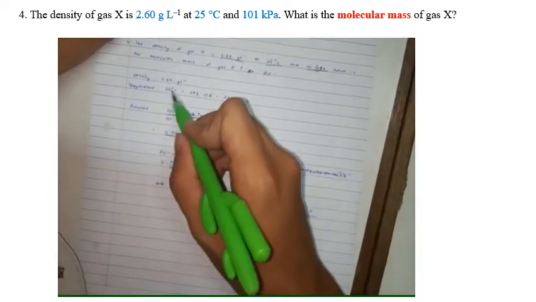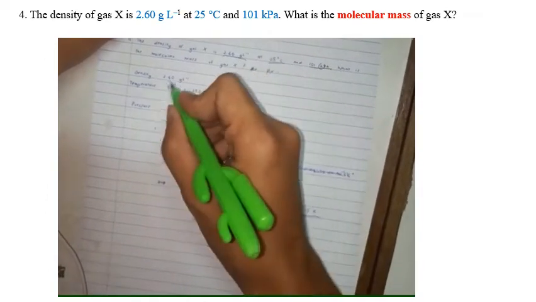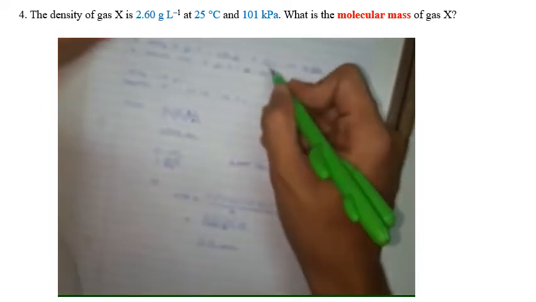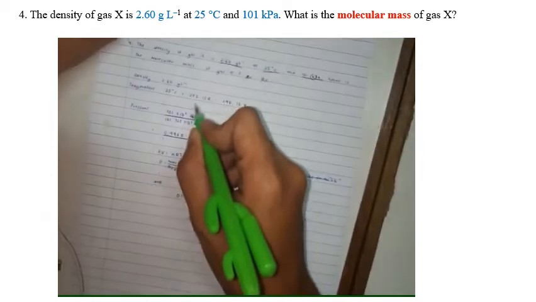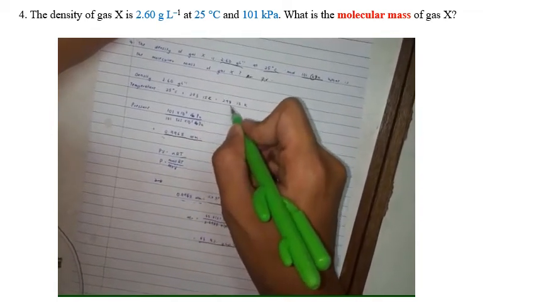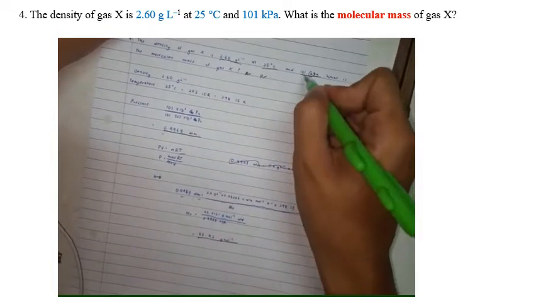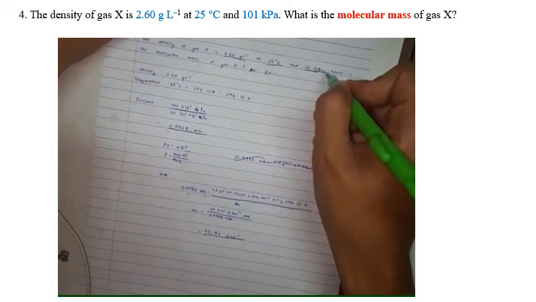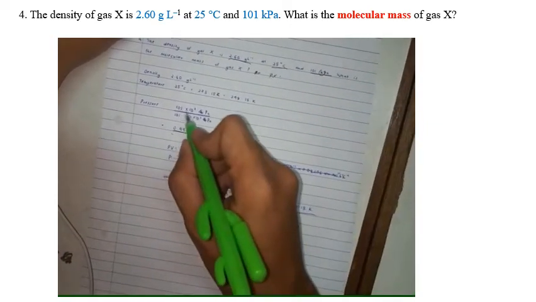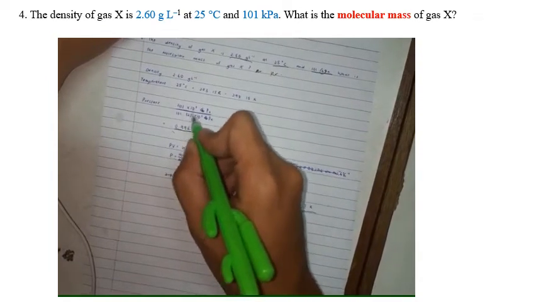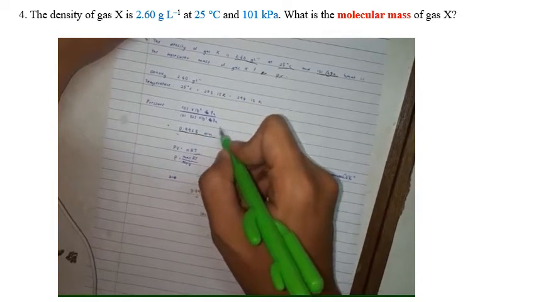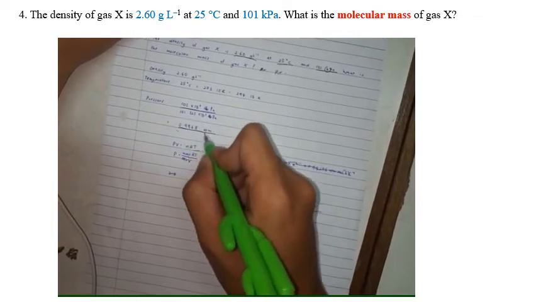So we write down the information given. Density is 2.6 gram per liter. The temperature is 25 Celsius, and we need to change it into Kelvin, so 25 Celsius plus 273.15 equals 298.15 Kelvin. Then the pressure is 101 kilopascal, so we need to change it to atm. So 101 times 10 to the power of 3 Pascal divided by 101.325 times 10 to the power of 3 Pascal. So we get 0.9968 atm.